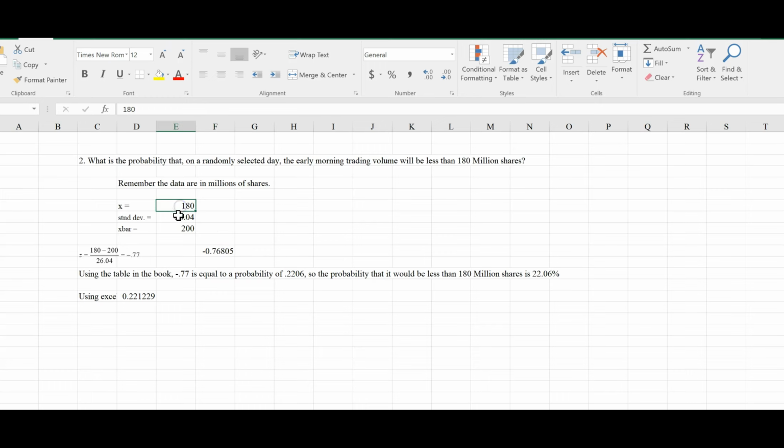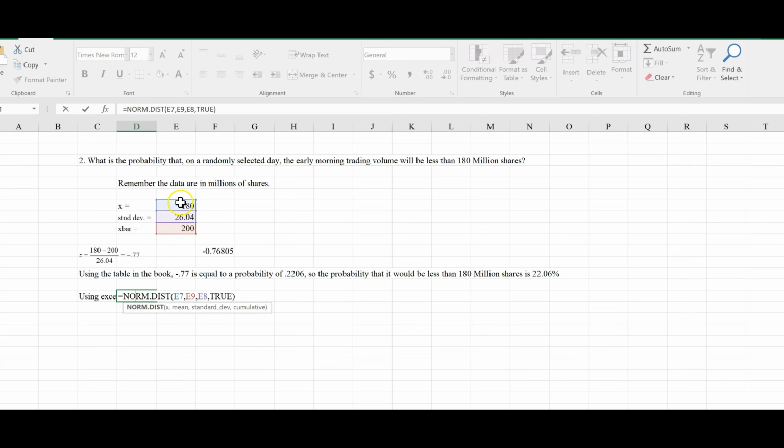So we use our X, standard deviation, and our X bar, and when we do that math, we get to a negative 0.77. When I use the standardize feature here in Excel, I get a negative 0.76805, which rounds to a negative 0.77. We can look that up in the book, or Excel has a NORM.DIST function, where I simply put in these items and it tells me what I need.